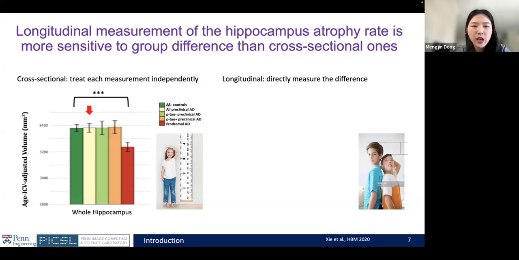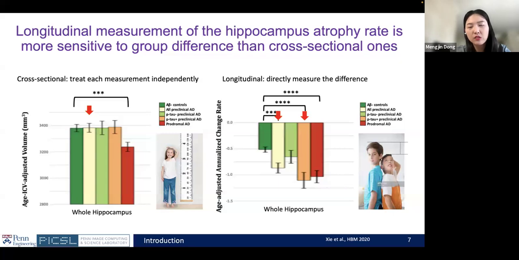In previous studies, we have looked at cross-sectional versus longitudinal measurement of the hippocampus volume at different disease stages. The green box is normal control, and the more red it goes, the heavier the disease. We found that in cross-sectional studies, we didn't find any difference between the control group and the preclinical AD group or other subgroups of preclinical AD. While if we conduct this analysis in a longitudinal way, we were able to find a difference between the normal control and the preclinical AD group, as well as the tau positive preclinical AD group, which is a subtype of preclinical AD. From this, we can see that longitudinal measurement is more sensitive to group difference compared to cross-sectional ones.